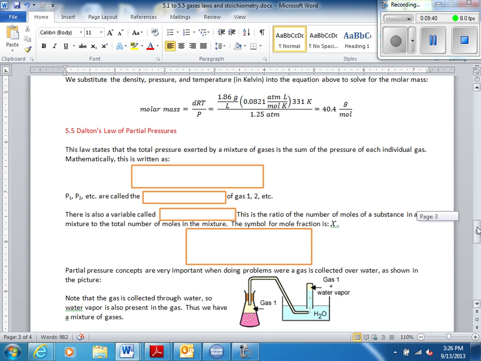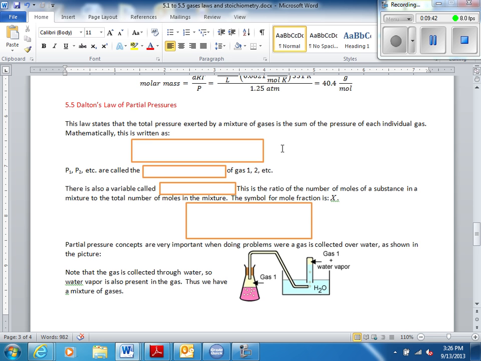Okay, Dalton's law of partial pressures says that the total pressure exerted by a mixture of gases is the sum of the pressure of each individual gas. And we write this like this. The total pressure is P1 plus P2 plus P3 plus and so on, for all the gases.